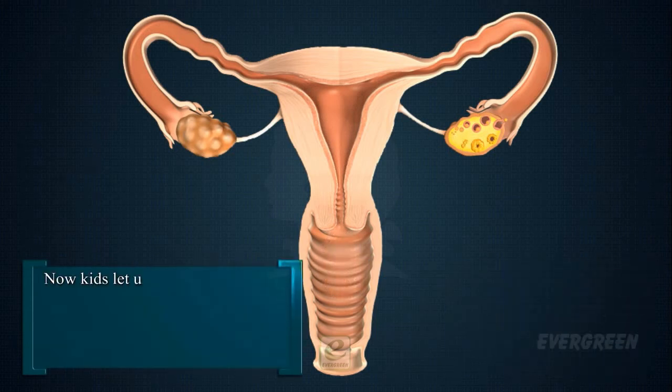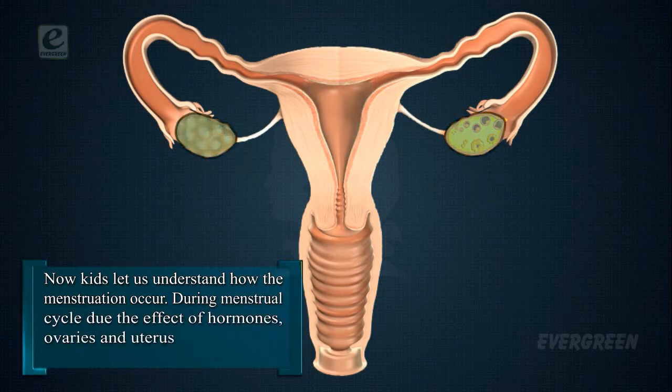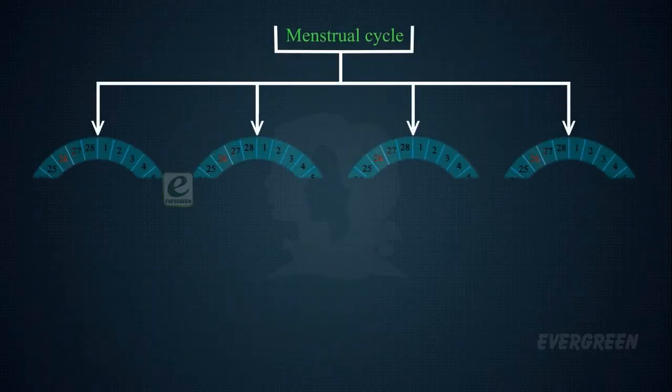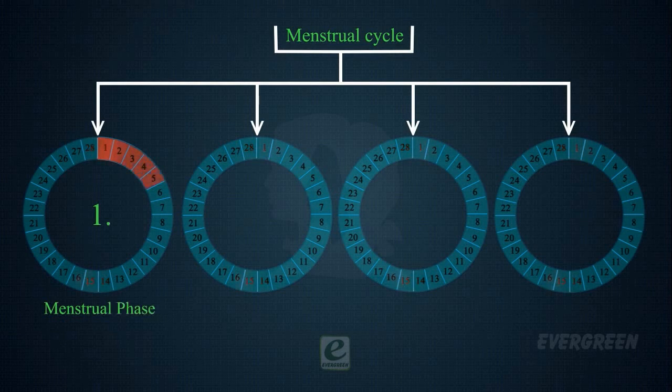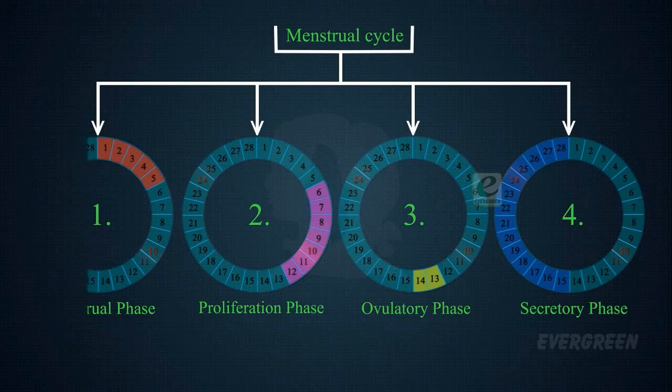Now, kids, let us understand how menstruation occurs. During the menstrual cycle, due to the effect of hormones, the ovaries and uterus undergo many changes. These changes are divided into 3 phases: menstrual phase, secretory phase, and proliferation phase.